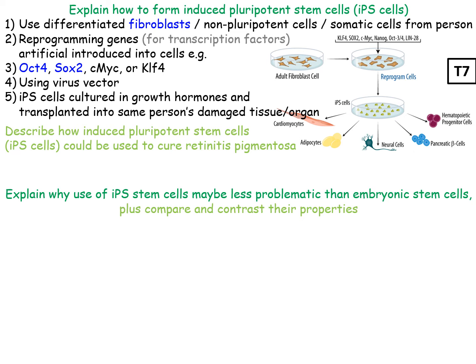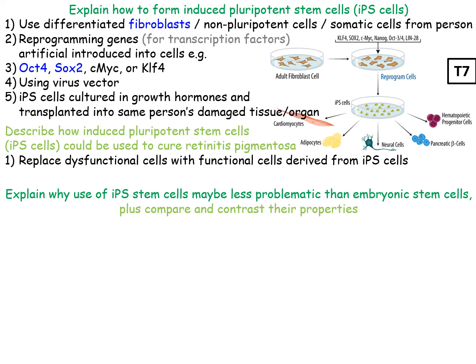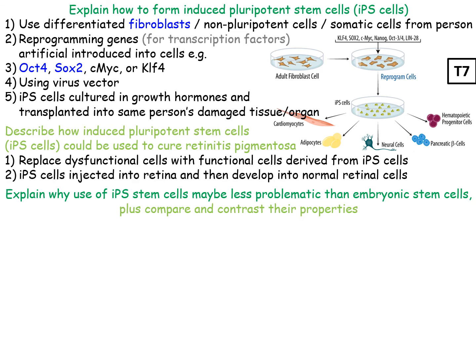Describe how induced pluripotent stem cells could be used to cure retinitis pigmentosa. So this clearly has to do with the eye. In this case, you'd replace, again we're using that word, dysfunctional cells with functional cells derived from iPS cells. The iPS cells are injected into the retina and they will then develop into the normal retinal cells.